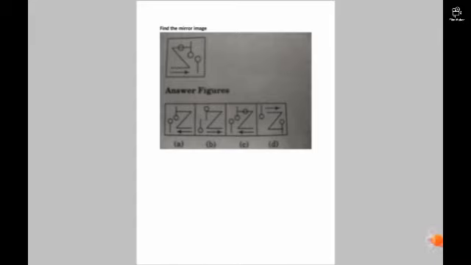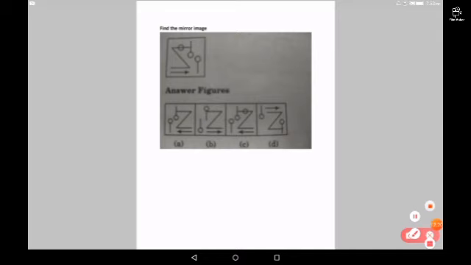Now this is an image to find the mirror image of the given figure. If the figures are so complex, just do the mirror image yourself very quickly. So this will be like this, then like this, then like this, then like this, and the arrow should be like this. So where is this figure? This figure is nothing but C option.